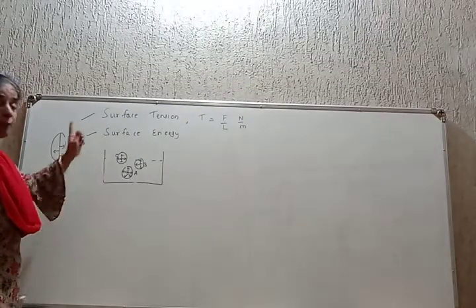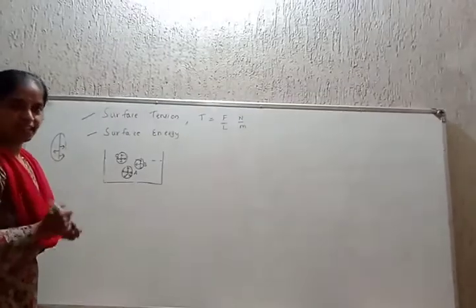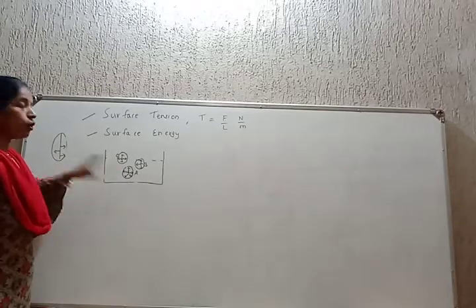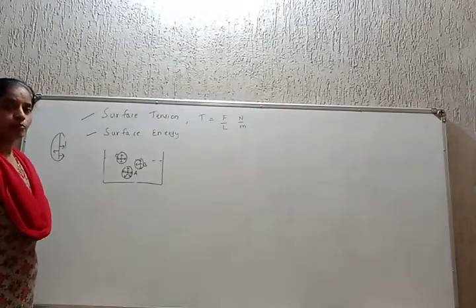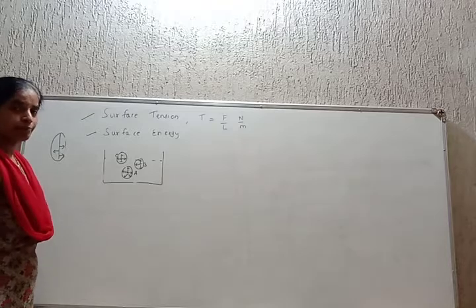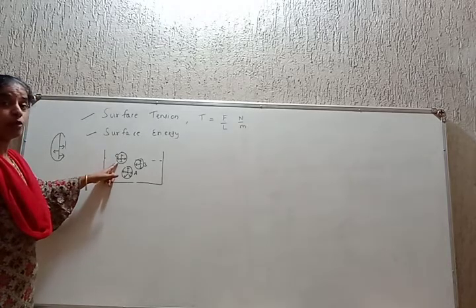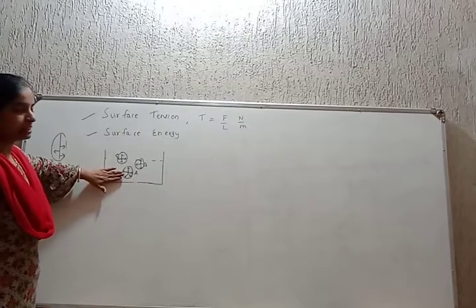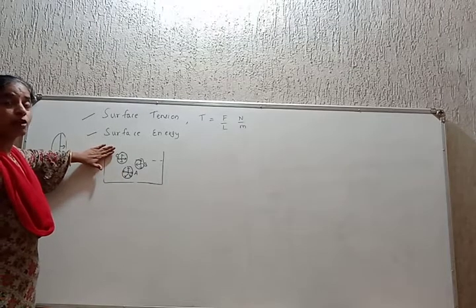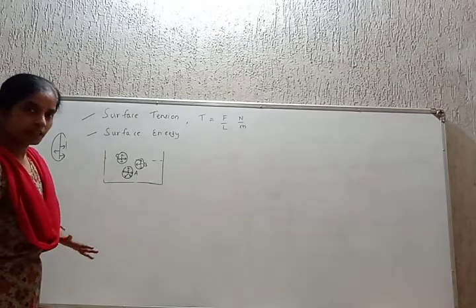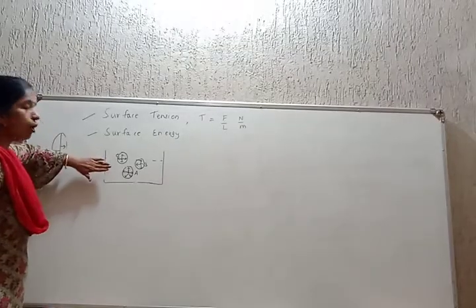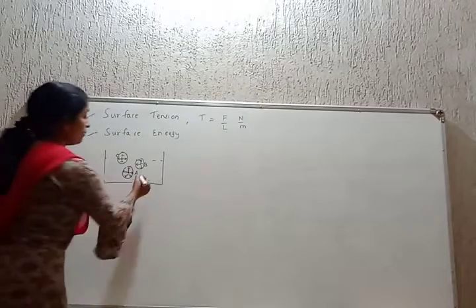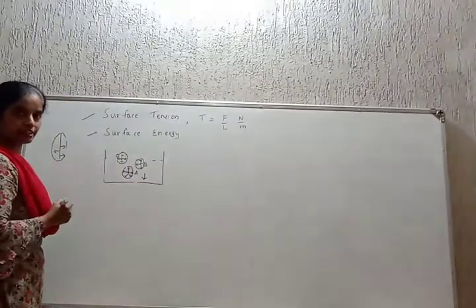Surface energy. Among the three molecules, the cohesive force acting on the molecule A is maximum, and the cohesive force acting on the molecule C is minimum. Point number 1. So students, the cohesive force acting on the molecule A is maximum, acting in the vertically downward direction.